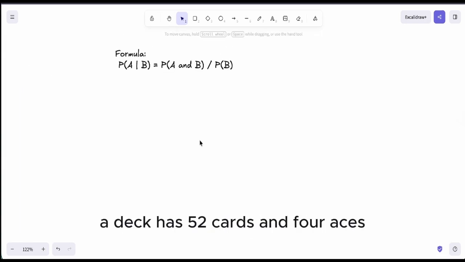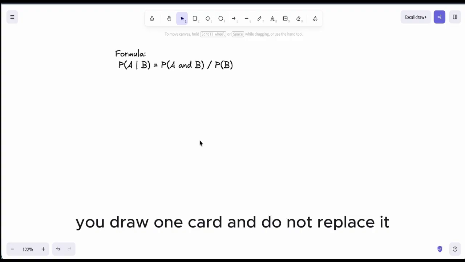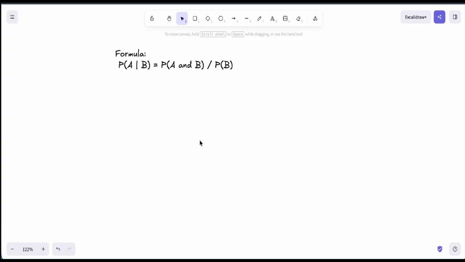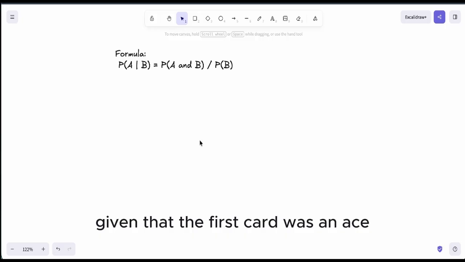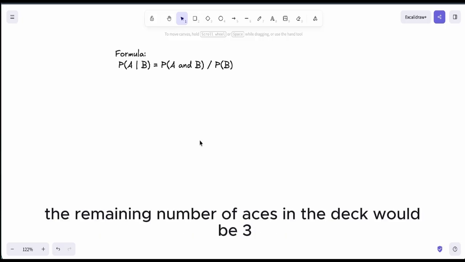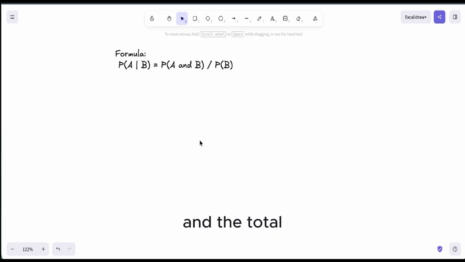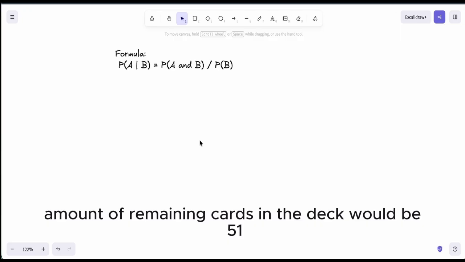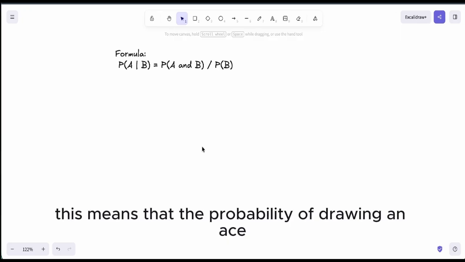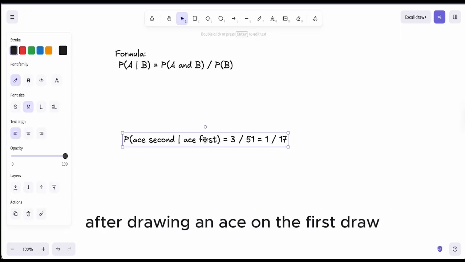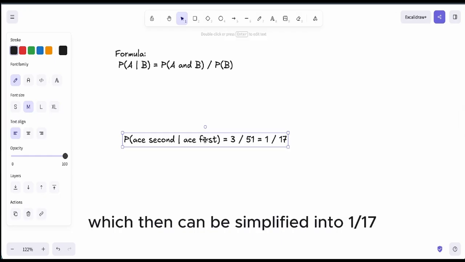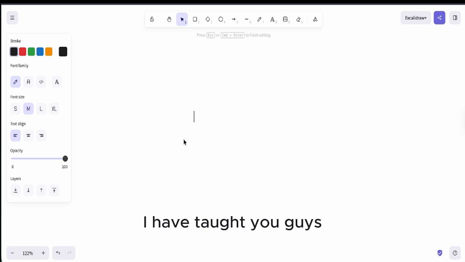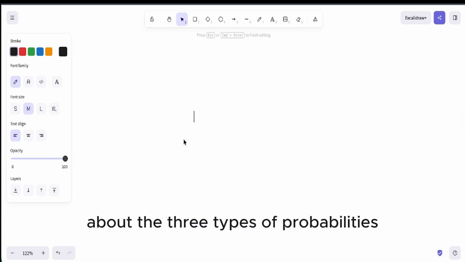A deck has 52 cards and 4 aces. You draw one card and do not replace it. You want the probability that the second card is an ace, given that the first card was an ace. The remaining number of aces in the deck would be 3, and the total amount of remaining cards in the deck would be 51. This means that the probability of drawing an ace after drawing an ace on the first draw and not replacing the card would be 3 over 51, which then can be simplified into 1 over 17. I have taught you guys about the 3 types of probabilities.